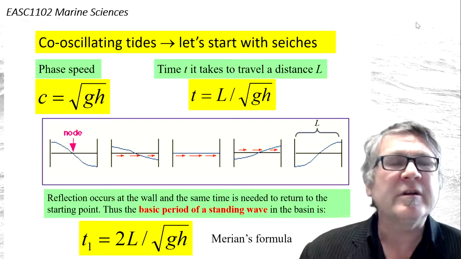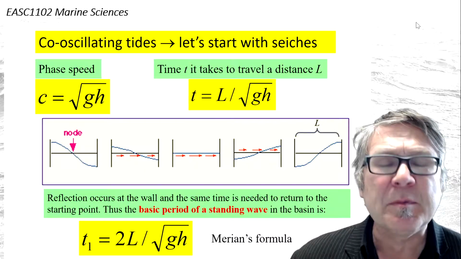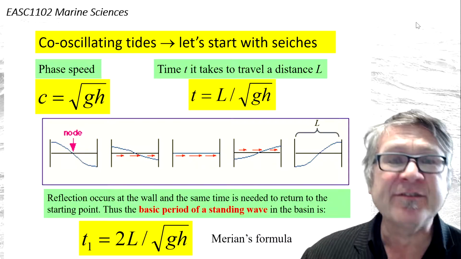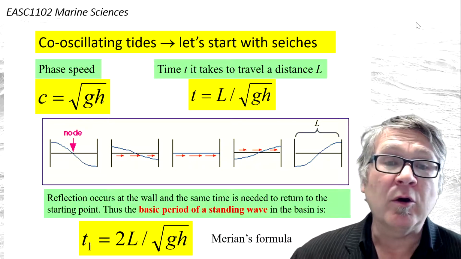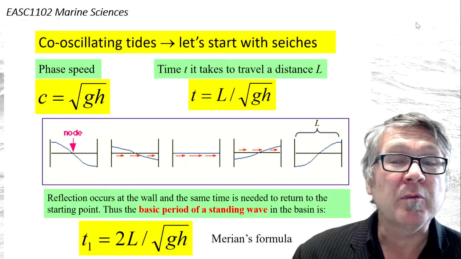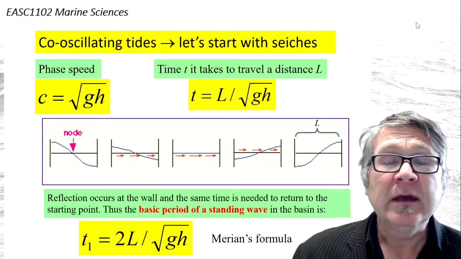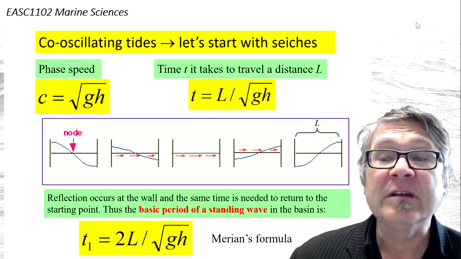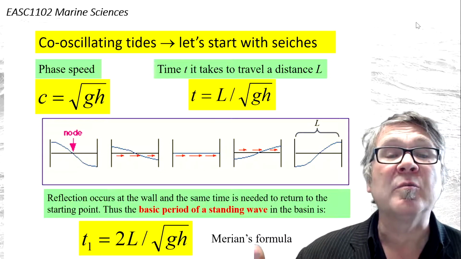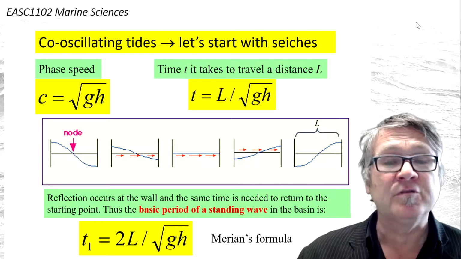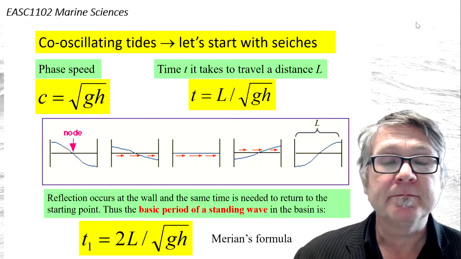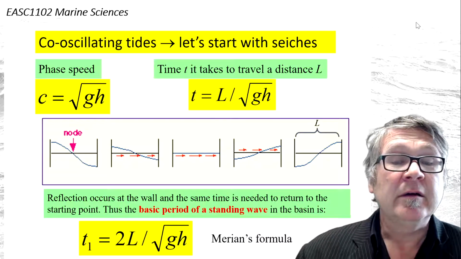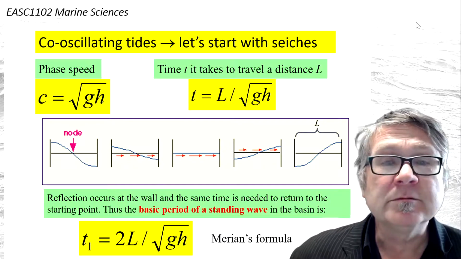So now we try to understand what actually happens in semi-enclosed basins, something that we call an estuary or a bay. What happens? In order to understand so-called co-oscillation tides, let's start with seiches. Let's start with a closed basin. You have a tank and fill it with water.